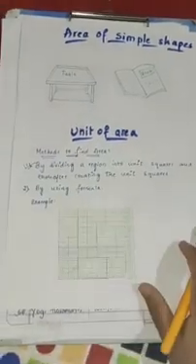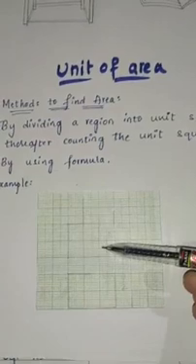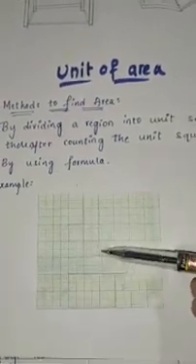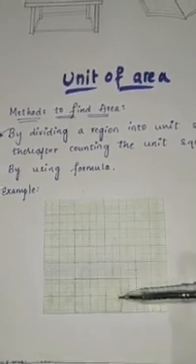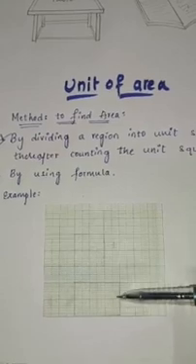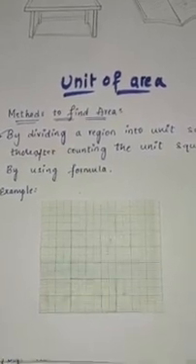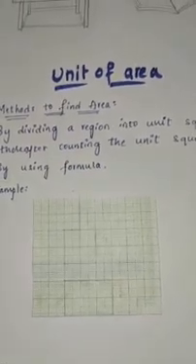So let's take one example here. Children, can you see here? This is the first figure and this is the second figure. Is it visible to you? Now observe these two figures on this graph sheet and tell me which is the bigger one and which is the smaller one.